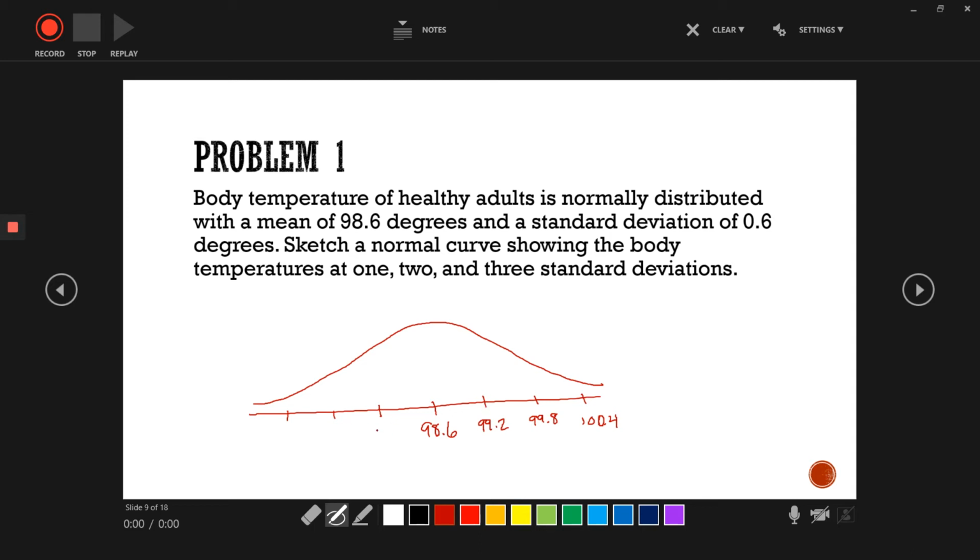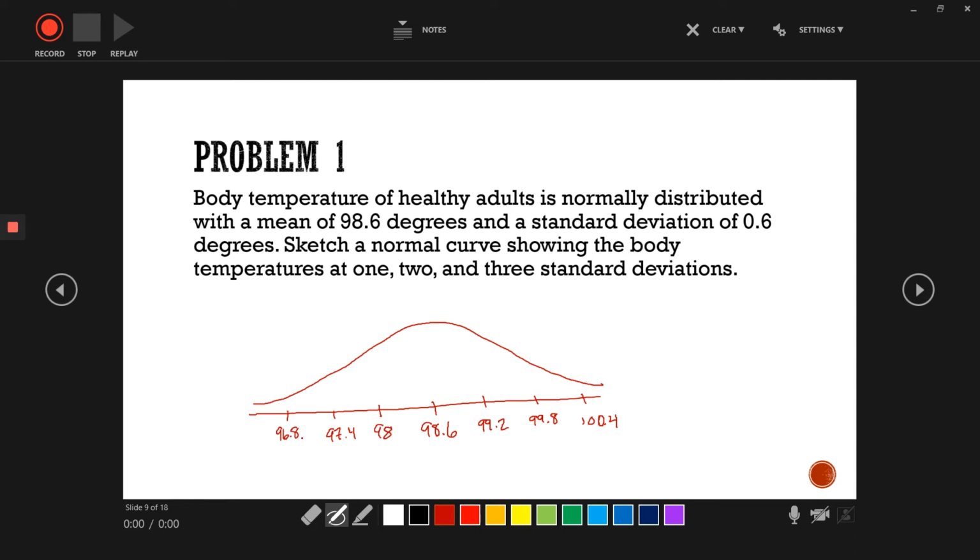And going this way, we're going to subtract the standard deviation. Whoops, 98.0, right? Whoops. That looks terrible. So it's 98. Let me fix that. Okay, and then we'll subtract 0.6 again and get 97.4. And subtract 0.6 again. And we get 96.8.